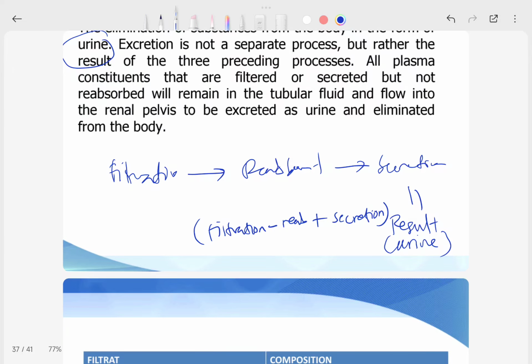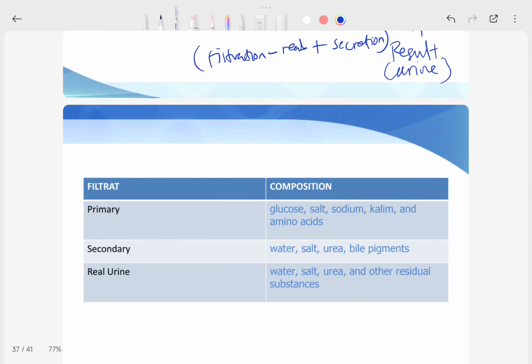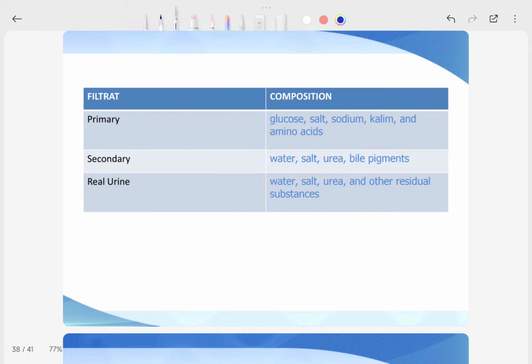And then, what is actually being excreted in the final urine? I think you need to look at this first. The primary urine consists of glucose, salt, sodium, potassium, and also amino acids. But the thing that is left out from the original blood is the albumin, so minus albumin, because the albumin is too big.